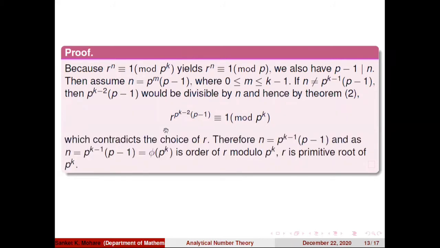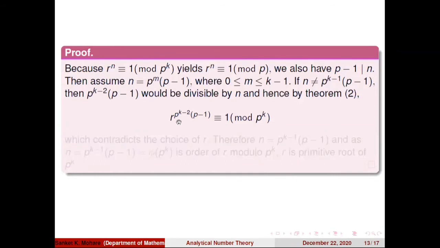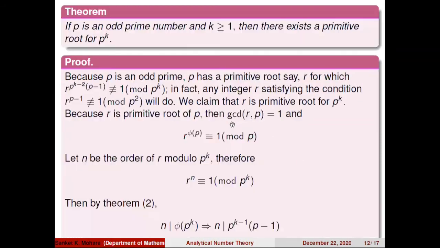Okay, but this is a contradiction. Contradiction to what? Look at this equation: r to the power p^(k-2)(p-1) is congruent to 1 modulo p^k. This is not true. Why? Because by lemma 2, r to the power p^(k-2)(p-1) is not congruent to 1 modulo p^k. We assumed this; in the hypothesis this is given.